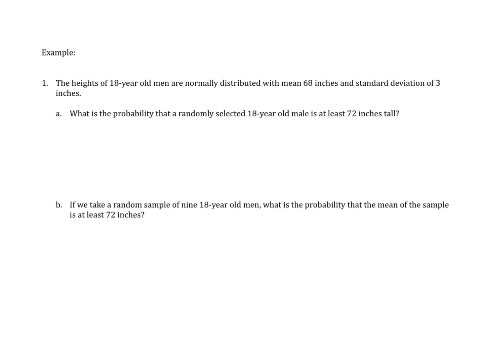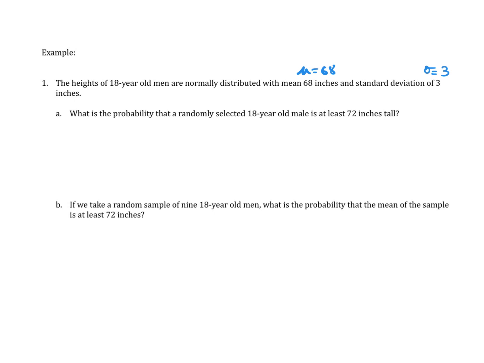Let's look at an example. The heights of 18-year-old men are normally distributed with mean 68 inches and standard deviation 3 inches. So these are the population mean, mu equals 68, and the population standard deviation, sigma equals 3. What is the probability that a randomly selected 18-year-old male is at least 72 inches tall?